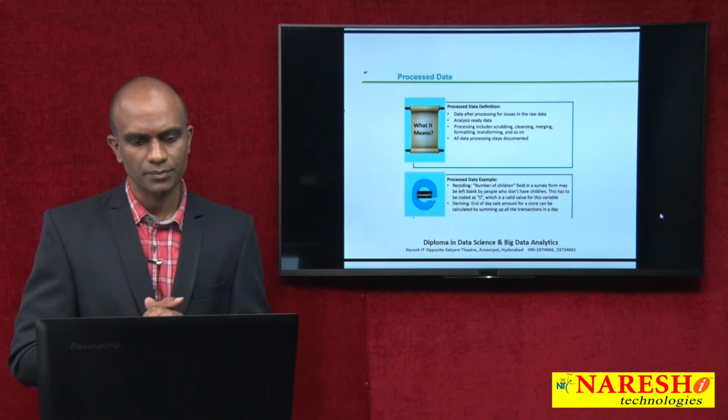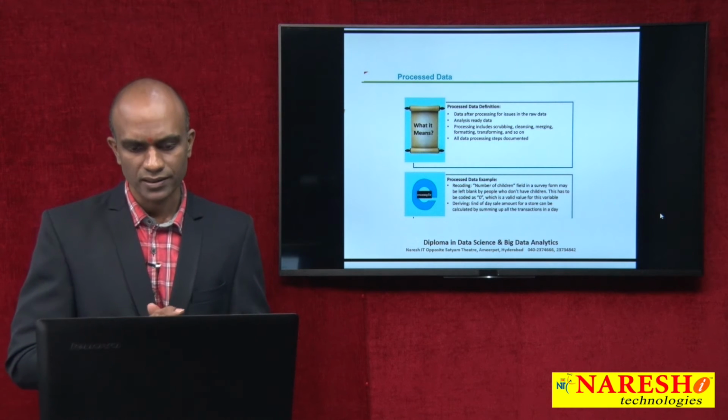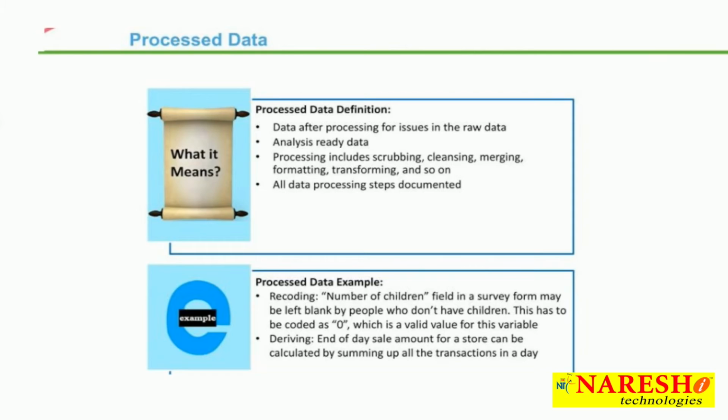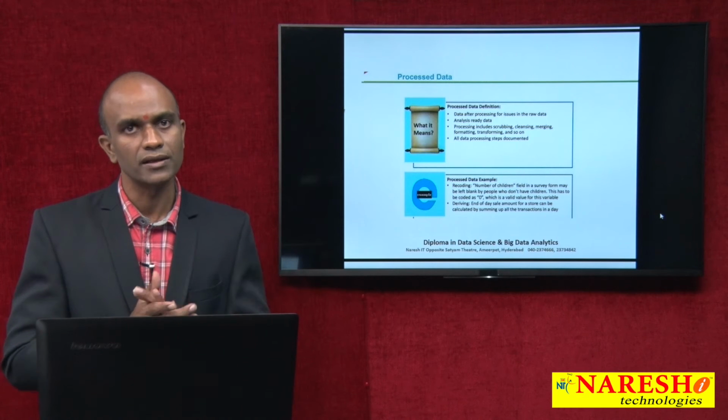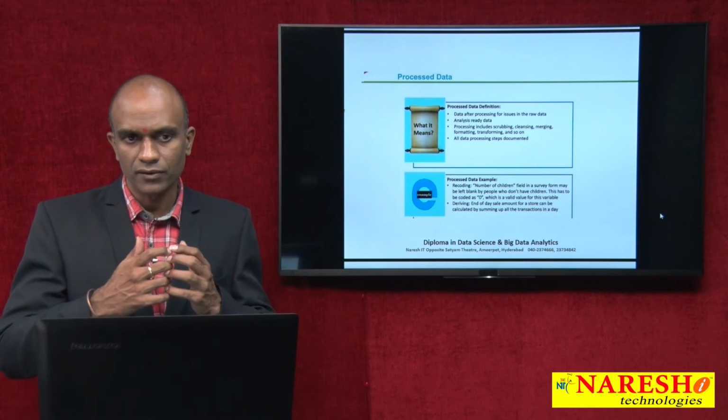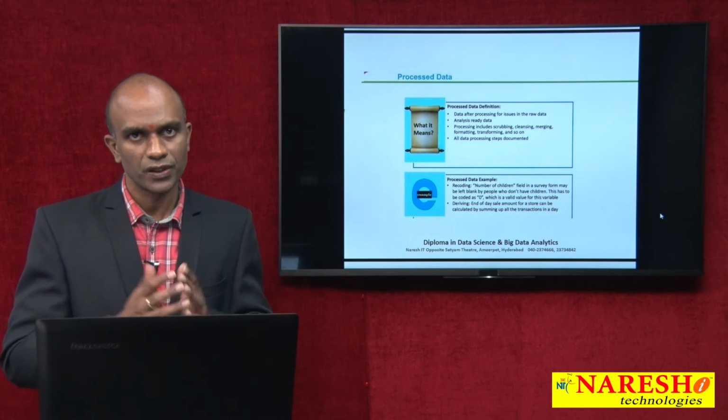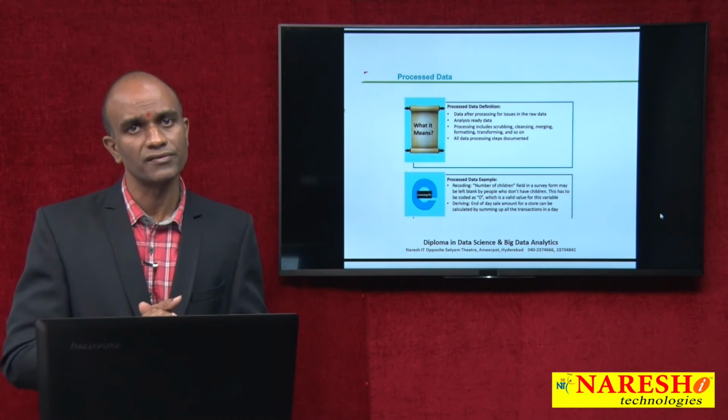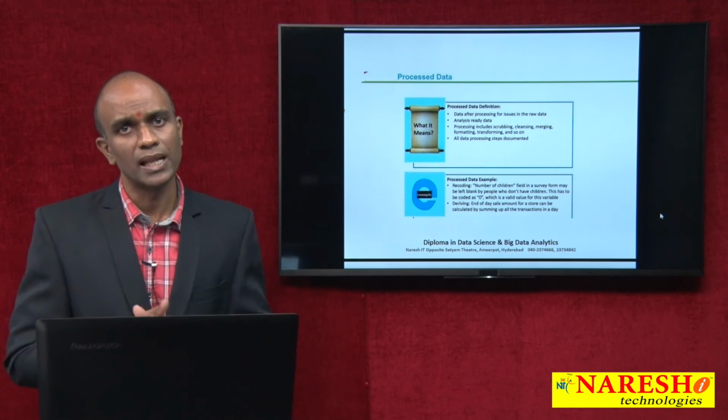So here's a quick example: recoding. Number of children filled in a survey may be left blank. Again, imagine a survey was done, and when they were surveying different families, some of them have noted a 0 for people who don't have children, and some people may have left it blank.